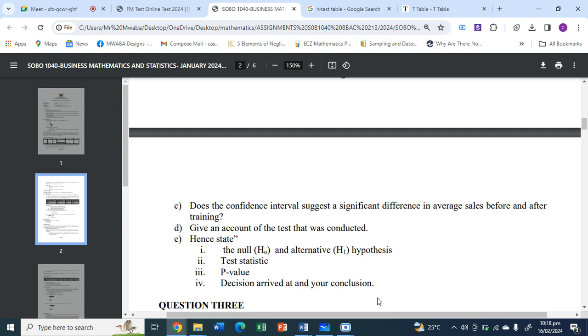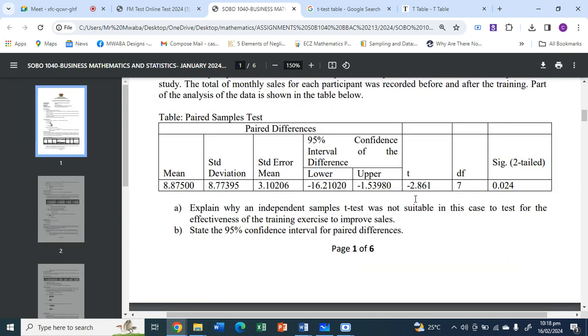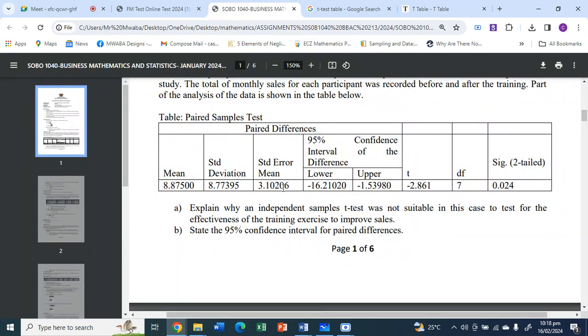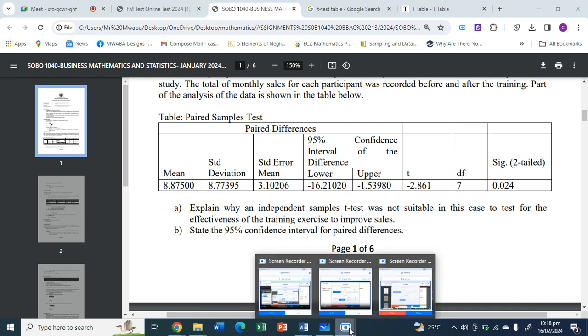Our confidence interval didn't have a zero. Our p-value is less than 0.05. And the absolute value of our test statistic, 2.861, is greater than our critical value of 2.365. So we have enough evidence to reject the null hypothesis and accept that this training was indeed effective.